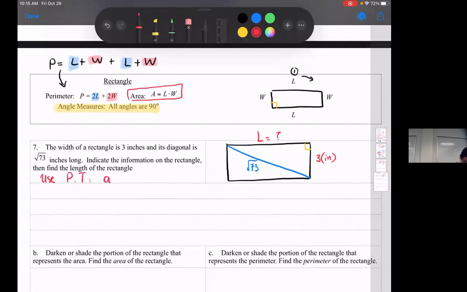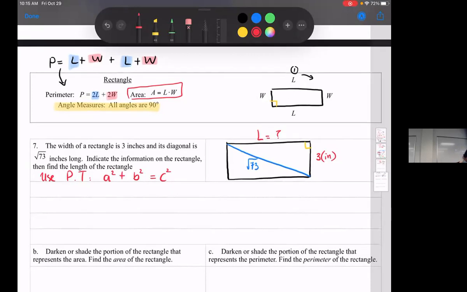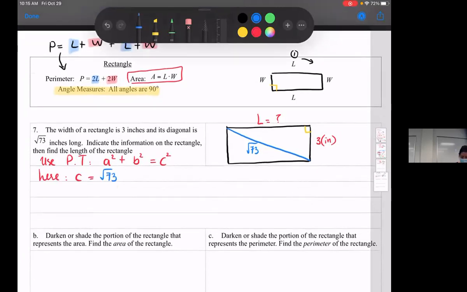We know that the Pythagorean theorem is a squared plus b squared equals c squared. So here, what's c squared? What's the hypotenuse? Yeah, square root of 73, that's your c, right? So here, c is equal to square root of 73. And maybe a is 3. You can pick b as 3, it doesn't matter to me. A equals 3 and b is L, which we don't know.